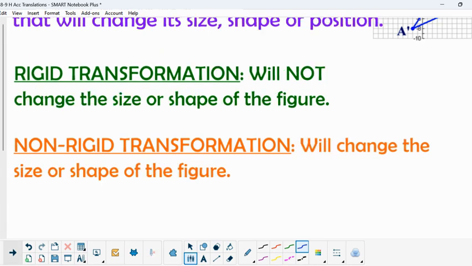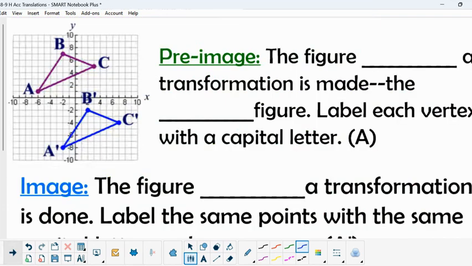Alrighty. Now let's talk about our transformations. There's obviously going to be two versions. You're going to have the original before you've done the transformation on it, and then the transformed figure. And they have specific names. The pre-image, what does pre mean? Before. So it's the figure before a transformation is made. It's basically the original figure.